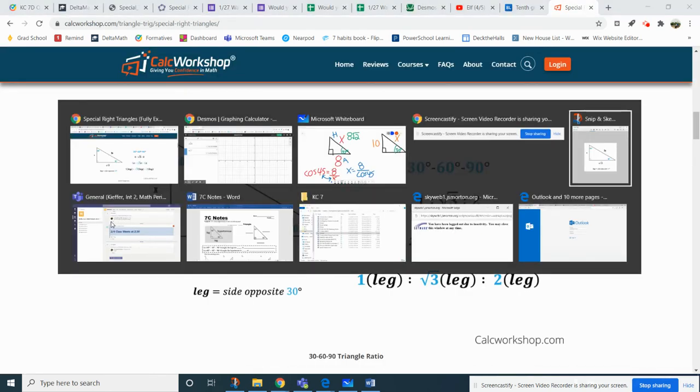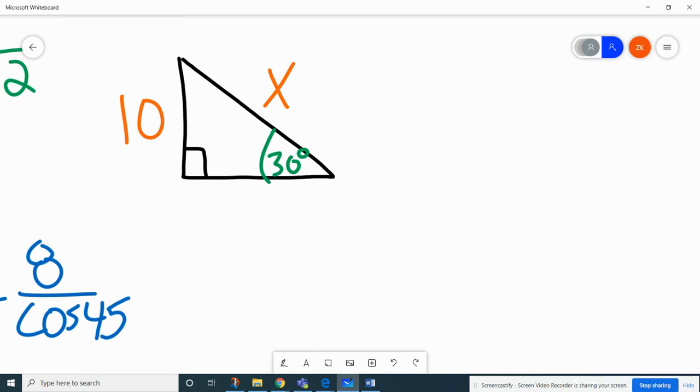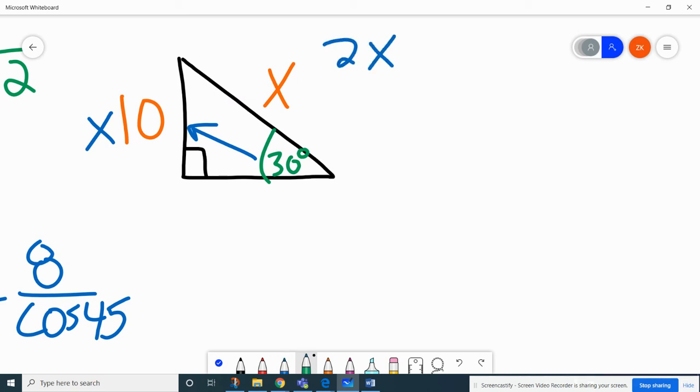Let's look at one more example. If we look at our example right here, across from the 30-degree angle is our short side, so that's just going to be x. So this would be 2x. So we're going to assume that the answer here is 20.